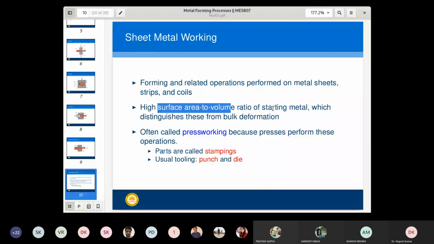Often this work is done on presses, and therefore it is called press working, because presses are used to perform these operations. Some parts are called stamping, and the tooling that is used is called punch and die, as I discussed earlier.